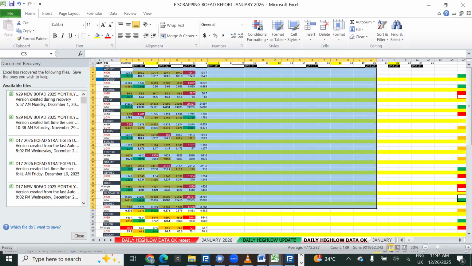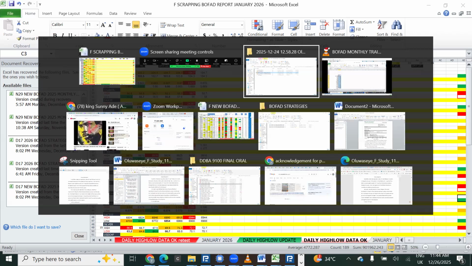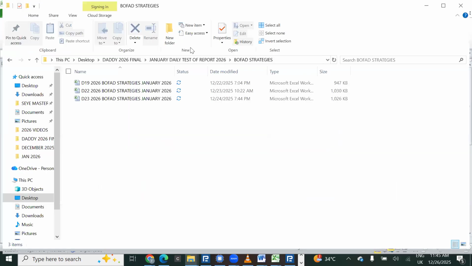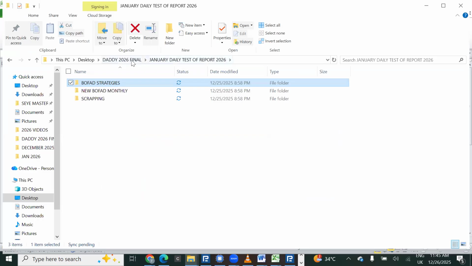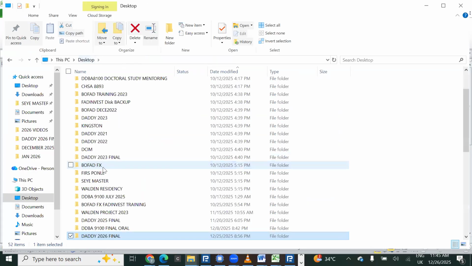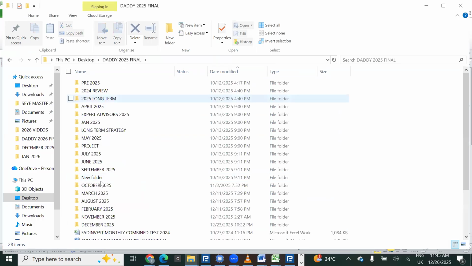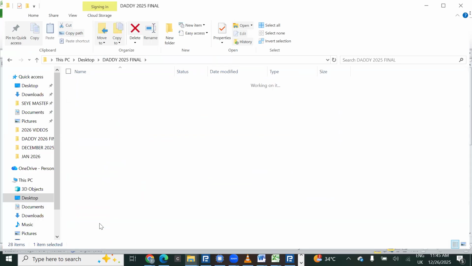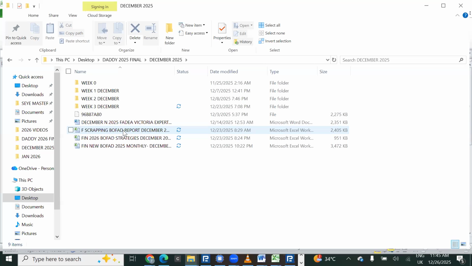So for example, let me see if I can get the data for December. So let's look at December data. You'll be able to see how long it is. Okay. So we are looking at December 2025. Okay, so we're talking about the scrapping report. So let's look at the scrapping report for December.